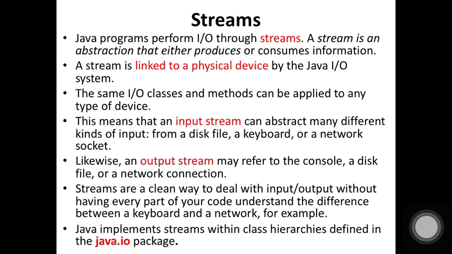The input stream may be from a disk file, a keyboard, or a network socket, and output may be a console, a disk file, or a network connection. Usually it may be any of these. Java implements streams within the class hierarchy defined in the java.io package.